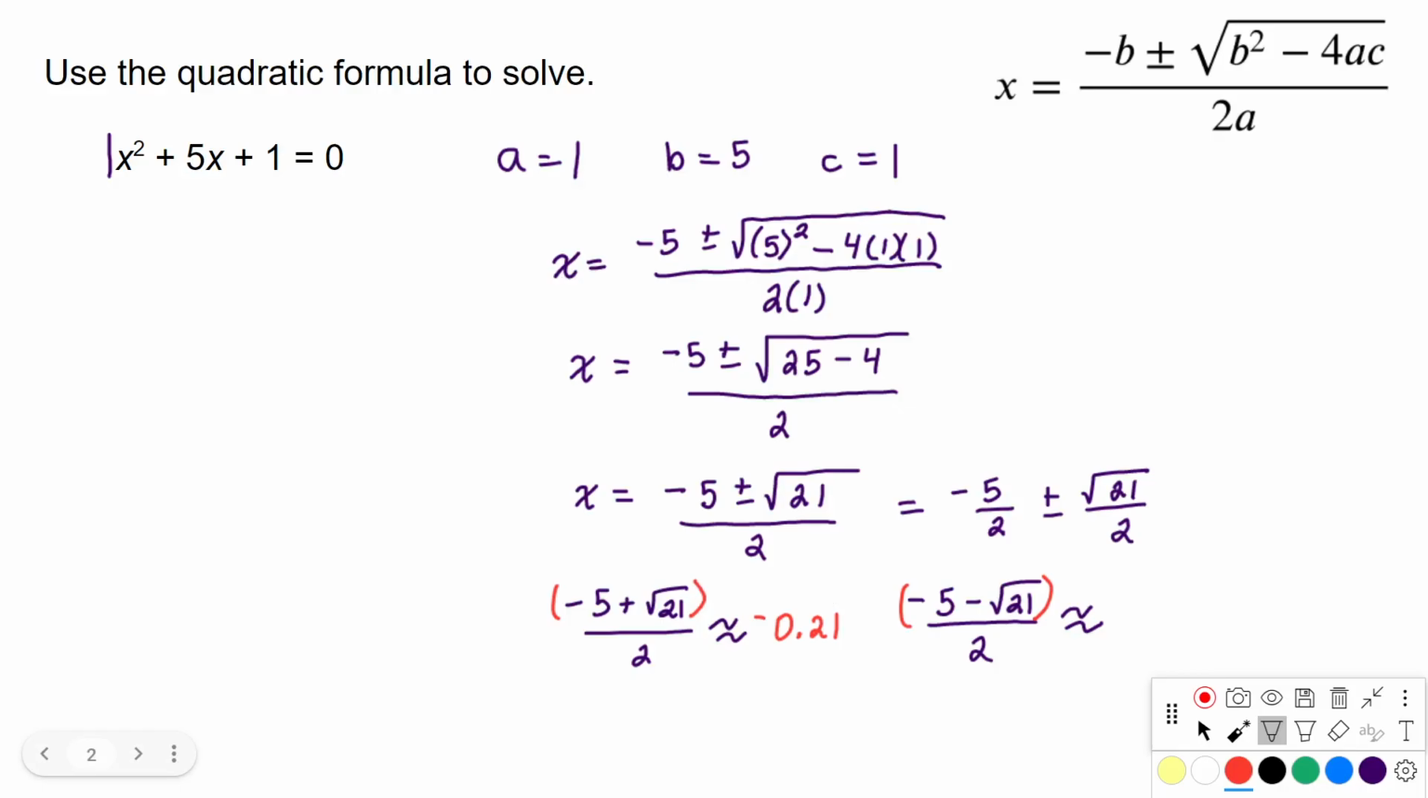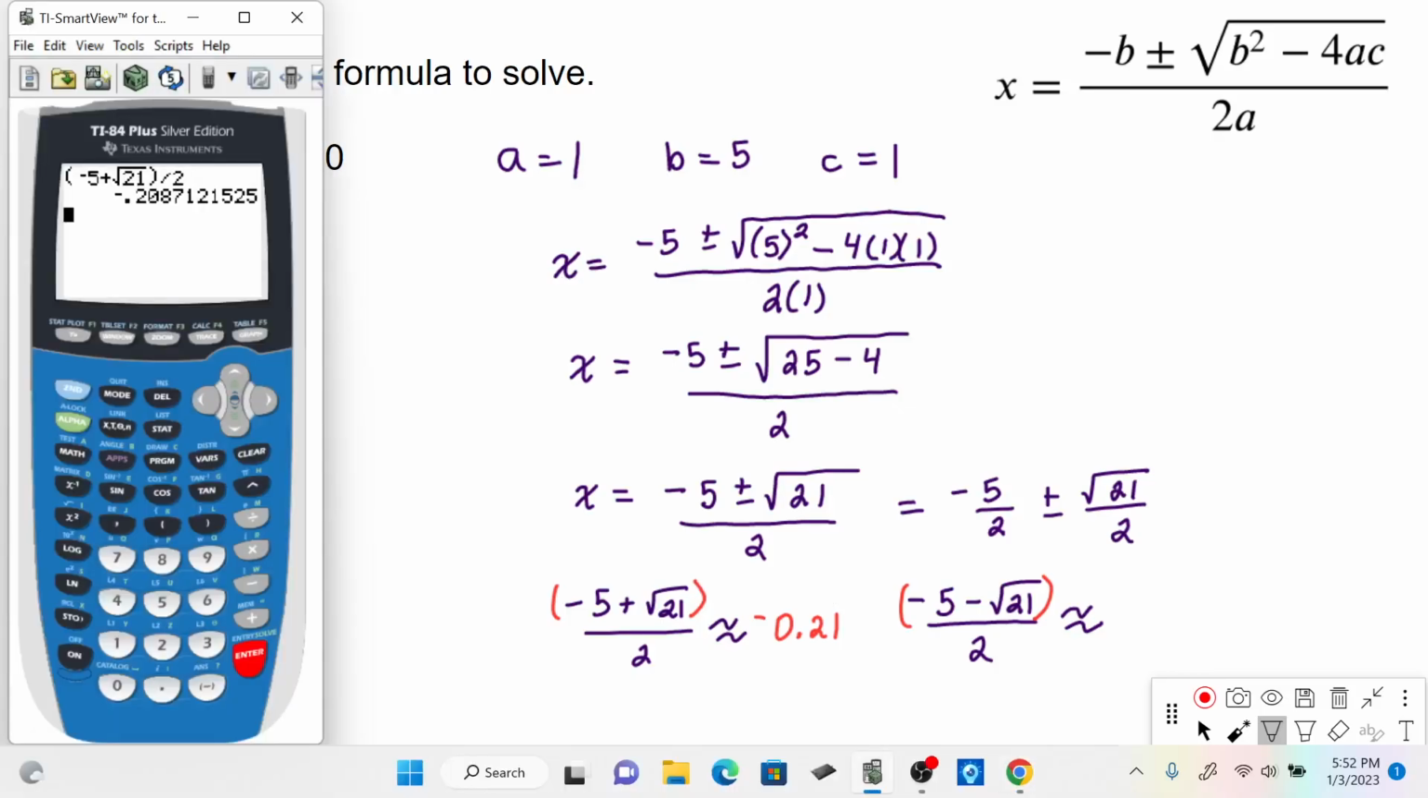The other approximate answer: I'm going to enter just like I did before, open the parentheses, negative 5, but this time we want to subtract the square root of 21. Again, arrow to the right using these arrow buttons to close the parentheses and then divide by 2. And then press enter, and we have approximately negative 4.79.